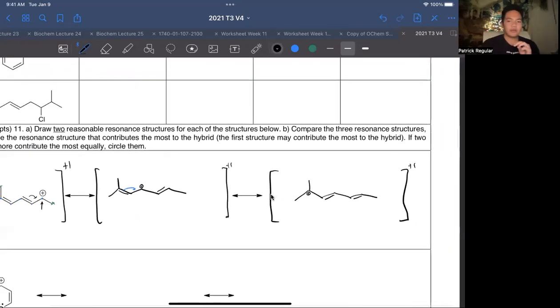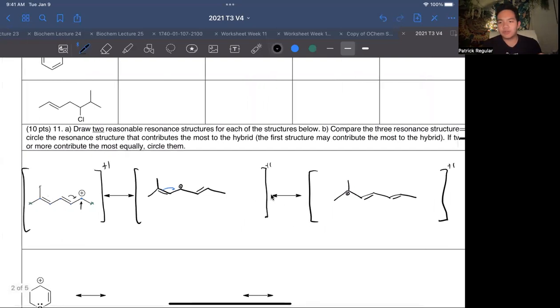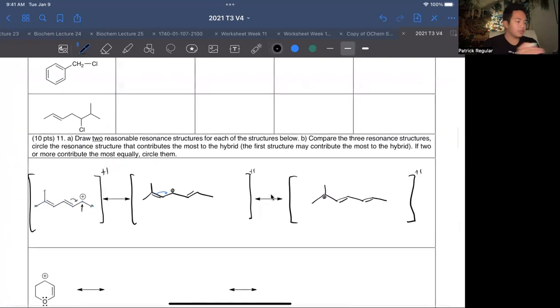Now, looking at them, which one contributes most to the hybrid? Which one's the most stable? Well, looking at over here, we got secondary carbocation, tertiary carbocation. Okay. Additionally, the thing that I probably should have identified first, let's look at the number of bonds. All 3 have the same amount of pi bonds. So we can't really use that as a determinant, because remember, for all of your resonance structures, whichever one has the most amount of pi bonds is automatically the most stable. Okay.